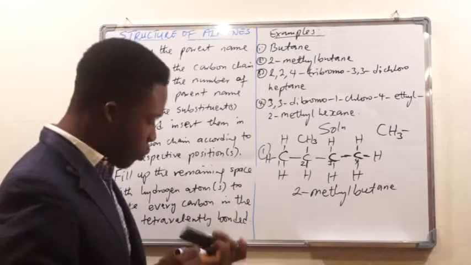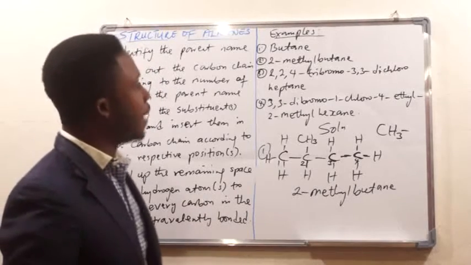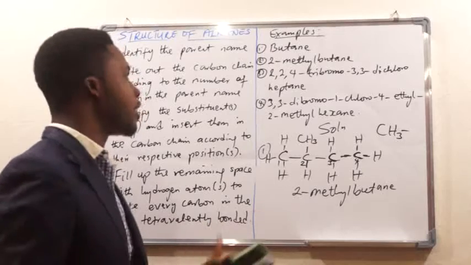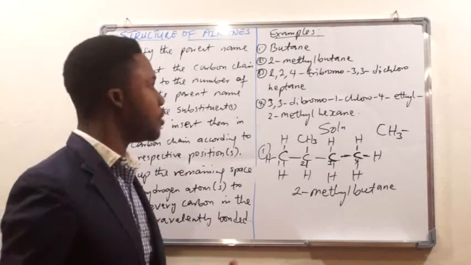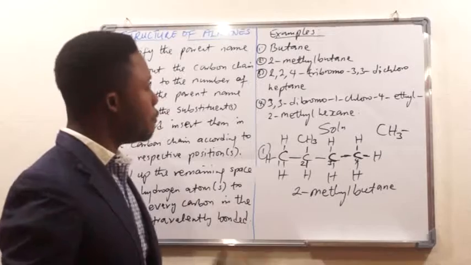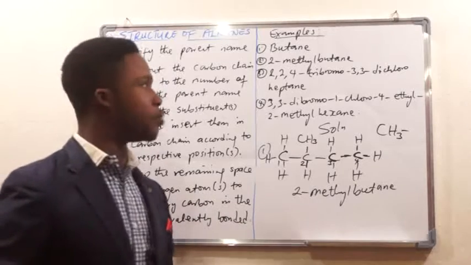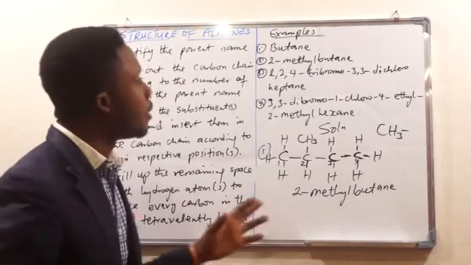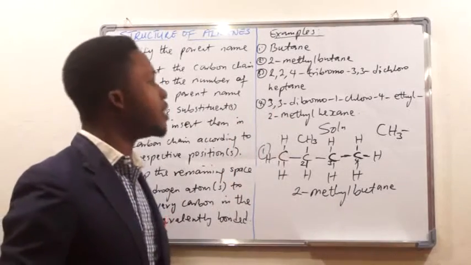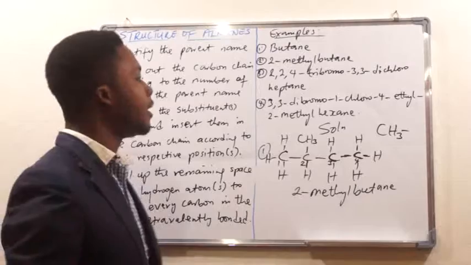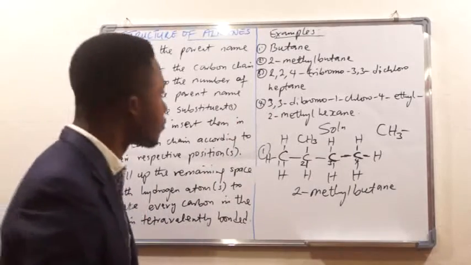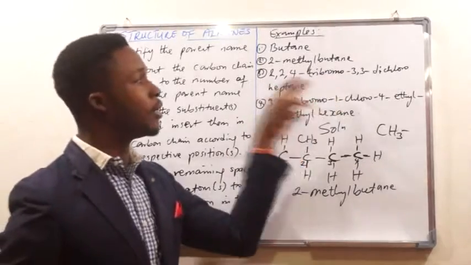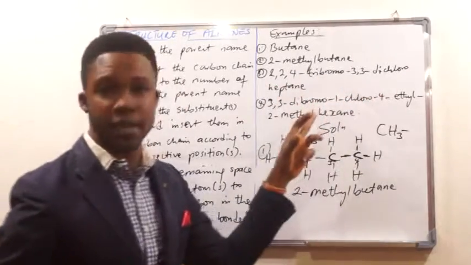The third example is quite long, and it looks as if it's going to be a tedious one, but no. If we can follow these rules, it will be as simple as A, B, C to Z. The positions are clearly written, the substituents are there, the parent's name can as well be seen. And what do we have? We have 2,2,4-tribromo-3,3-dichloroheptane.